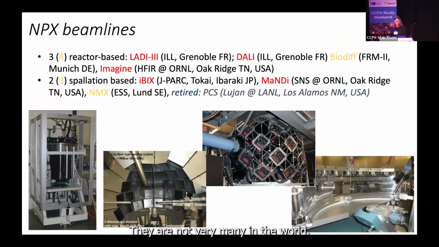There are not very many in the world. I summarized them here. There are currently 5 instruments available to the user community at spallation or reactor sources. There are no home sources for neutrons. You cannot have one of these like you may have an X-ray machine. So you have to travel to a large facility.